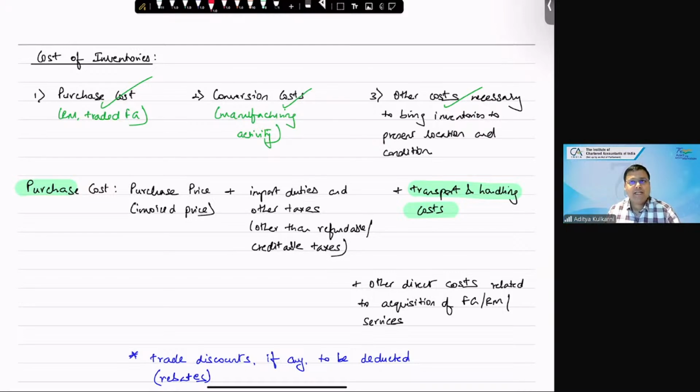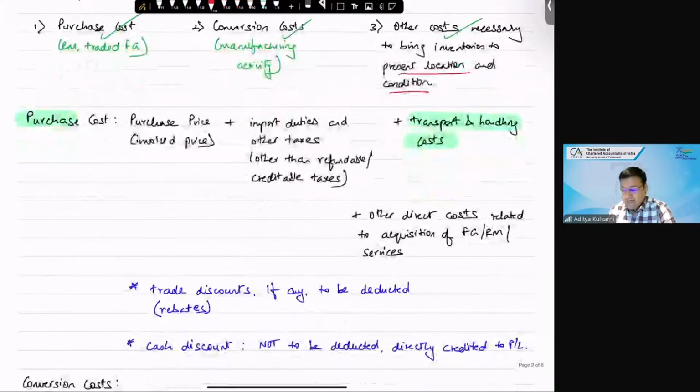If you are a manufacturing entity, you will have your labor costs. You will have your direct expenses. You will have your direct overheads. You will have your production related overheads. All of them put together will form part of your conversion costs. And other costs necessary to bring inventories to present location and condition. The freight and all those items will be your other costs necessary to bring inventory to present location and condition. Now, we will look at these items in detail.